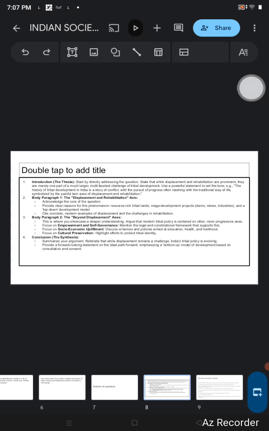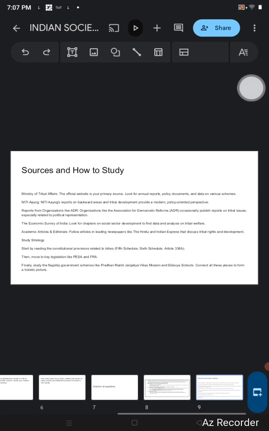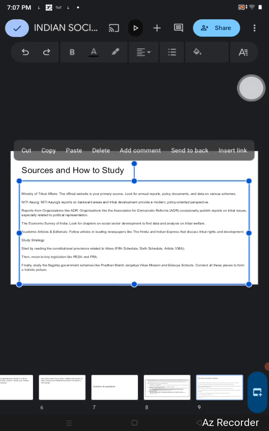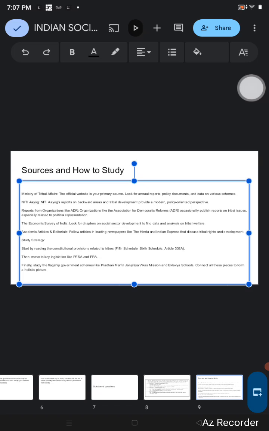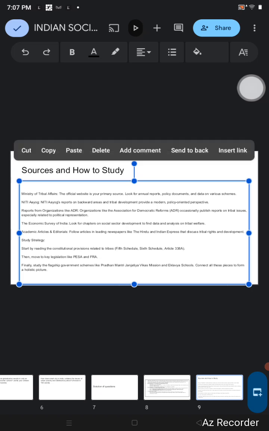So, can you tell me what this bottom-up development is? What can be the sources and how to study it? See, these topics are directly related to the Ministry of Tribal Affairs and NITI Aayog's reports. When we cover the Economic Survey of India, there are separate chapters on social sector development, where you will find this kind of data and analysis as well.